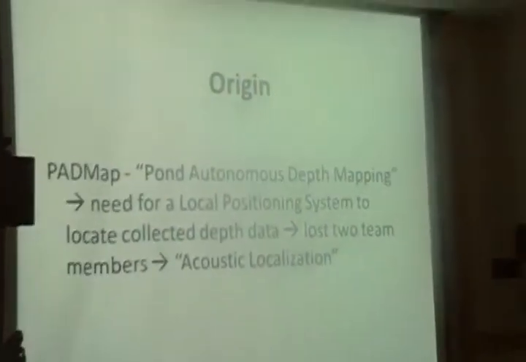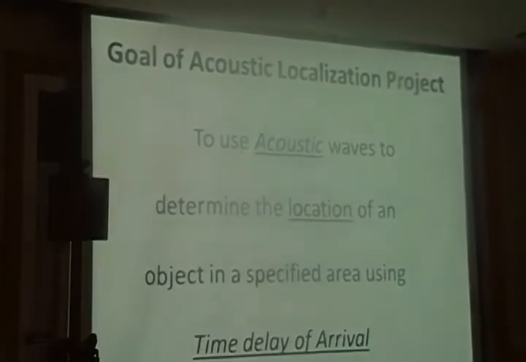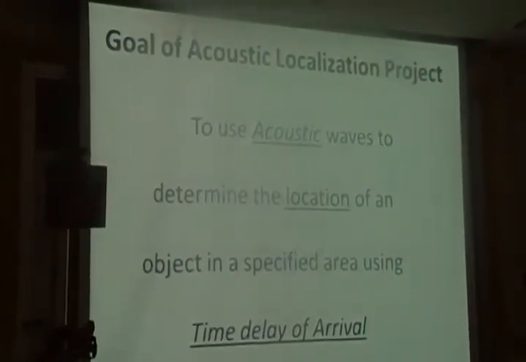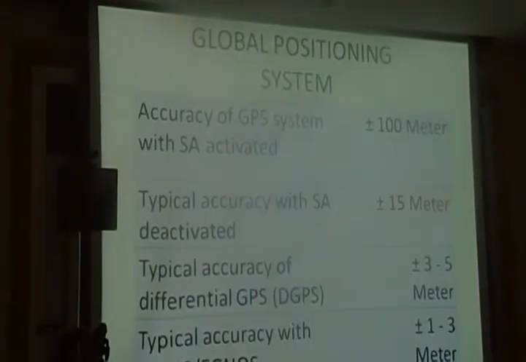Well, we started off as PADMAP, which is Pond Autonomous Depth Mapping, a vehicle that went on the surface of water to get a depth map. To have a depth map, we need a localization system, a local positioning system, to tell us where the depth data came from. Unfortunately, last semester we lost 2 team members, so we cut down our project to just acoustic localization. So the objective of acoustic localization is to use acoustic waves to determine the position of an object within a certain area using time-of-arrival.